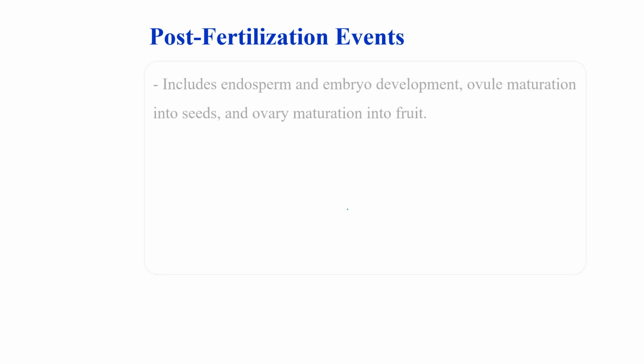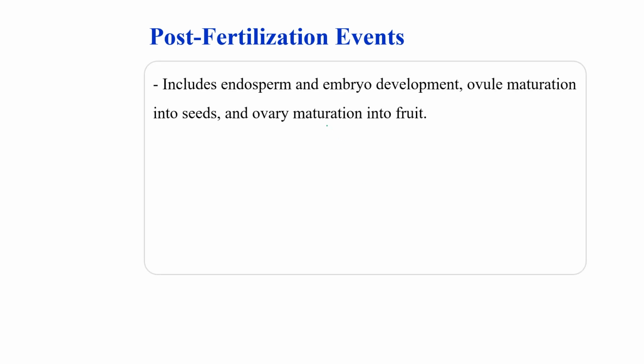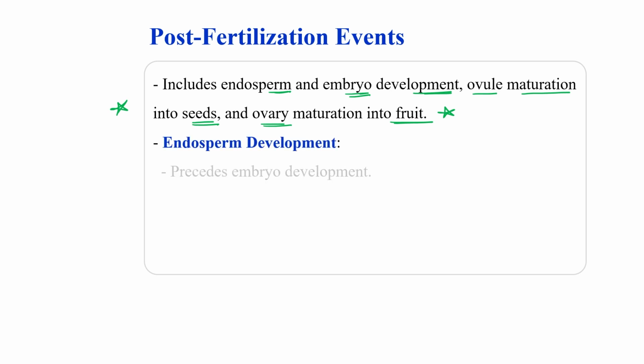Okay. Now let's discuss post-fertilization events. It includes endosperm development and embryo development both. It includes endosperm and embryo development, ovule maturation into the seed and ovary maturation into the fruit. So the ovary matures into the fruit while the ovule matures as seed after fertilization.